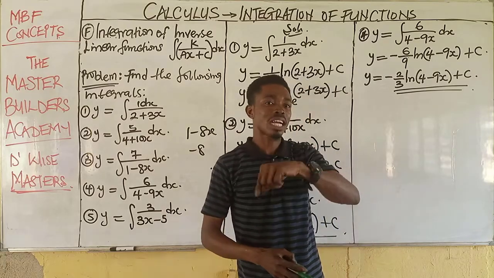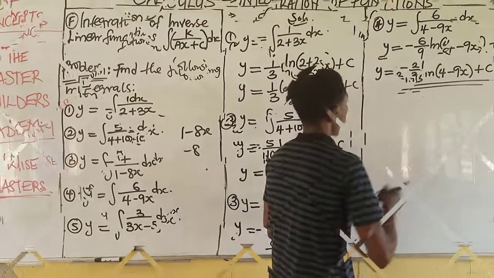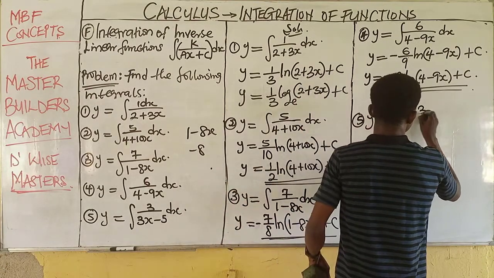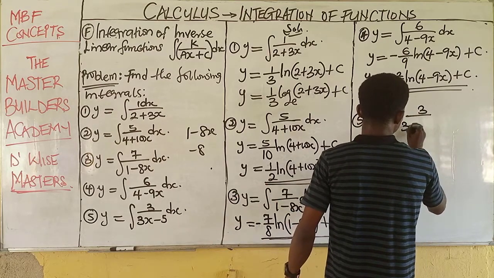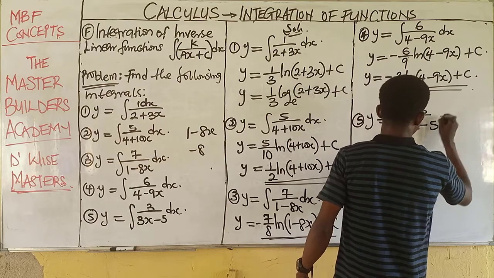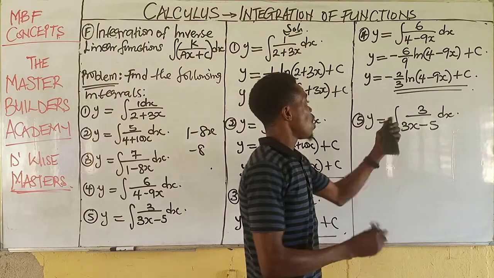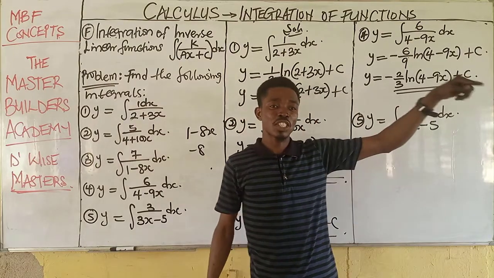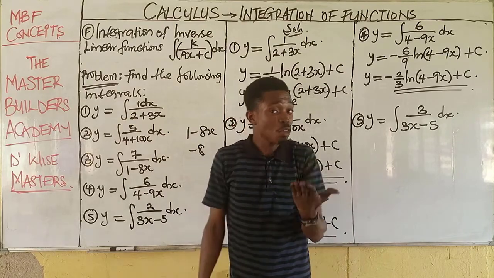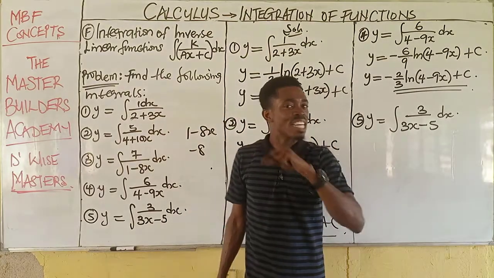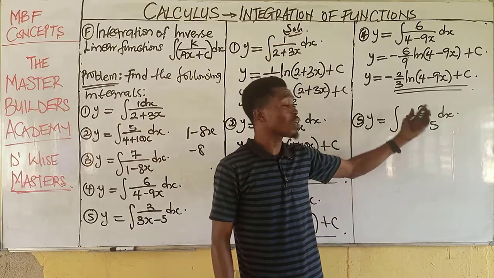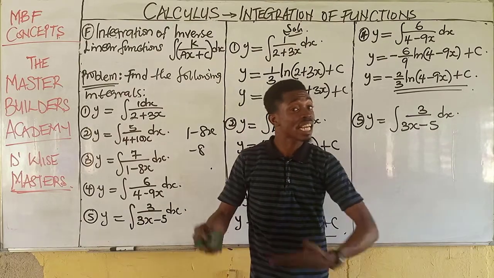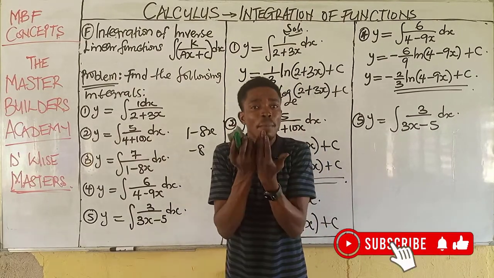Now, guys, let's look at question number 5. We have y is equal to the integral of 3 over 3x minus 5 dx. Now, all I need to do is identify the type of function that I have here. This is a quotient, where I have a numerator and a denominator. Now, my numerator has to be constant for this to agree with an inverse linear function. The numerator here is 3 without x, that means a constant. Then the denominator is 3x minus 5, which is a linear function. That means we are still solving the same category of problem.